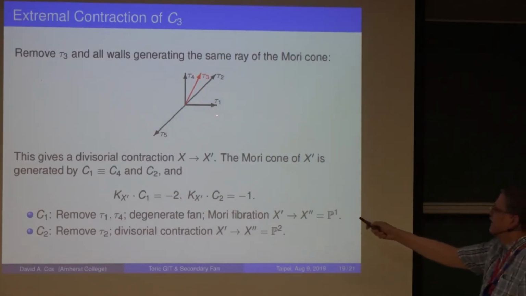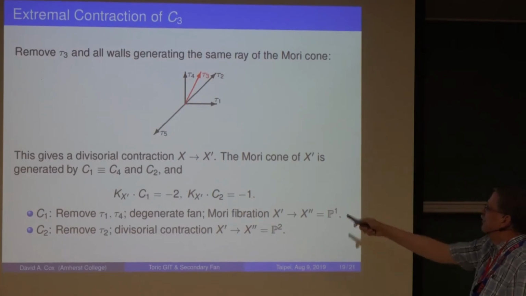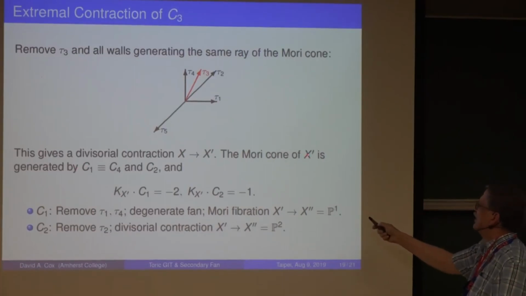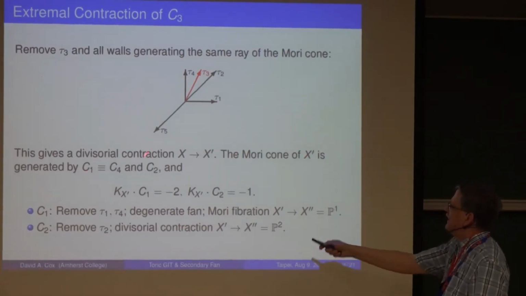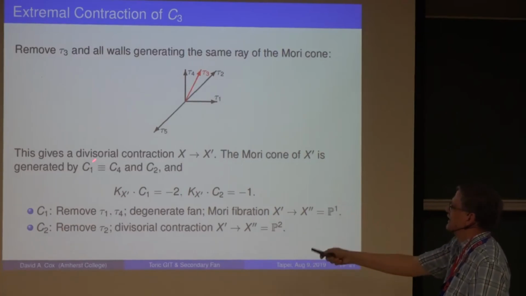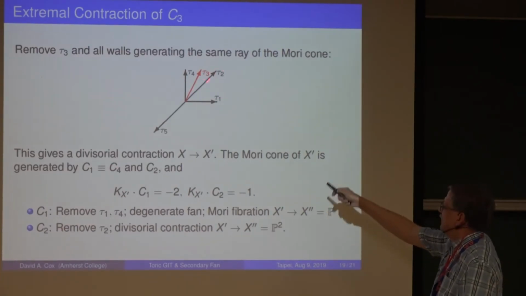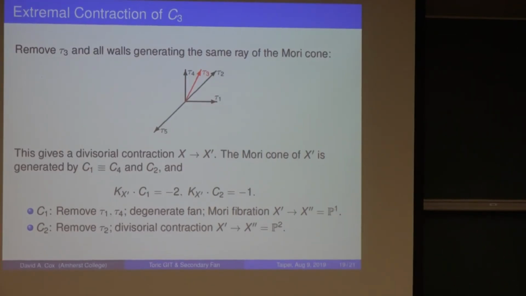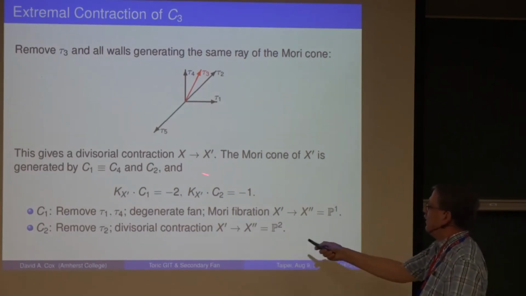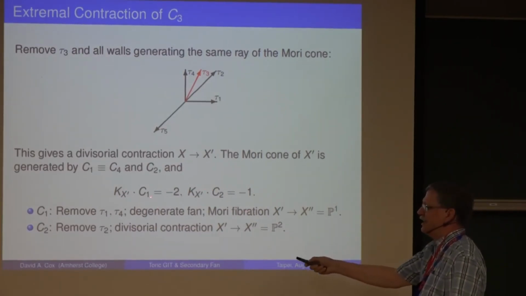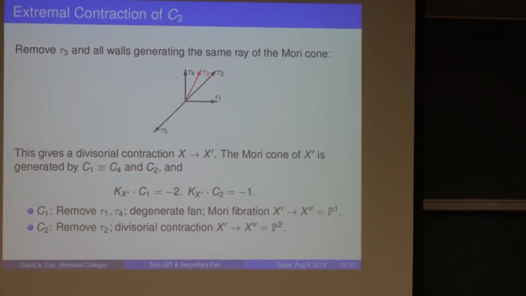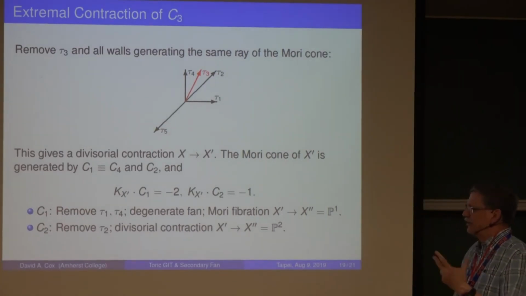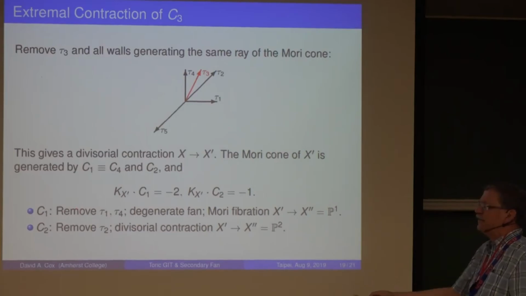So now X prime is where I've removed the red, and it turns out that the Mori cone of this smaller thing is generated by these two and that one. It's a two-dimensional Mori cone now, and it turns out they both have negative intersection with the canonical class. And so I get two extremal contractions, but they behave differently.